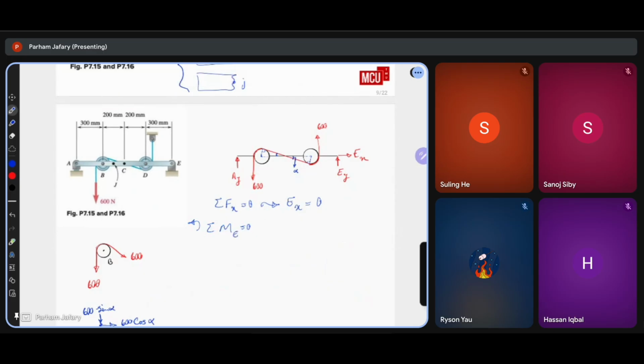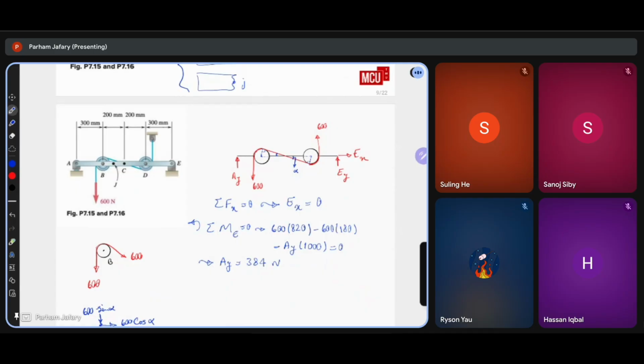So I will go moment around E equal to 0. And we'll have 600 times 820 minus 600 times 180 minus AY times 1,000 is equal to 0. And we get AY is equal to 384 newtons.